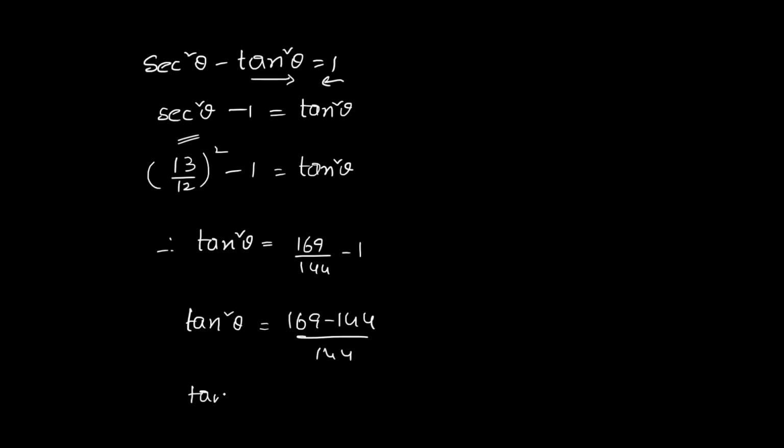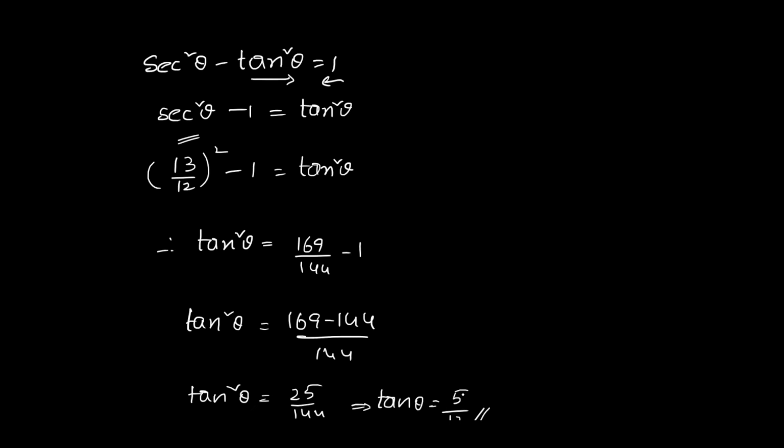So that means tan square theta is equal to 25 by 144. Therefore tan theta is equal to 5 by 12. Tan theta is equal to 5 by 12, అంతే కదా. స్క్వేర్ అవతల పోతే స్క్వేర్ రూట్ అవుతుంది. 25 రూట్ ఏమో 5, 144 రూట్ ఏమో 12. సో దట్ విల్ బికమ్ tan theta is equal to 5 by 12.